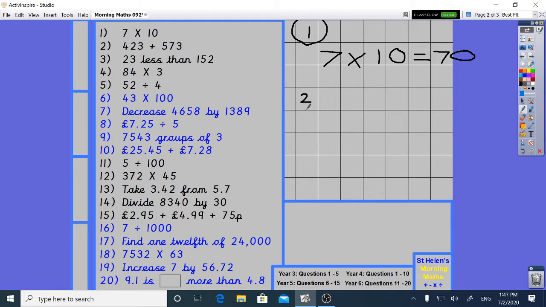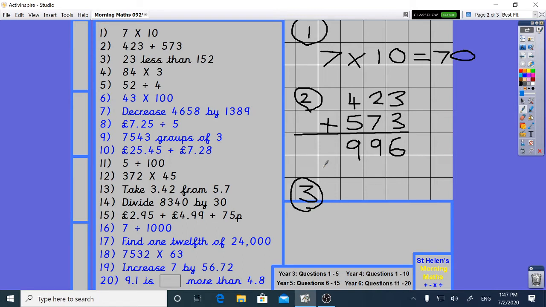Question 2. This is addition. 423 plus 573. 423 plus 573. 3 plus 3 is 6. That's messy. I'm on a different computer again today. 3 plus 3 is 6. That's when I get a bit messy. 2 plus 7 is 9. 4 plus 5 is 9. 996.